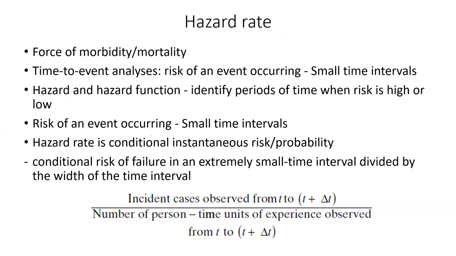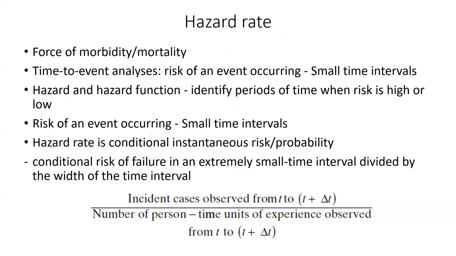So this is also known as conditional instantaneous risk or conditional instantaneous probability. Conditional, the only condition is that at the beginning of that small interval of time, all the individuals who are in your denominator are free of the outcome. It is instantaneous because you're looking at the risk in that instant of time. So it is a conditional risk of failure. Failure is the risk of occurrence of the outcome in the extremely small intervals of time in which you have divided the entire period of follow-up.